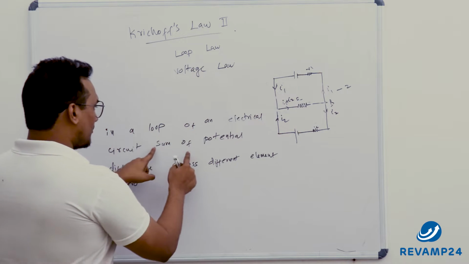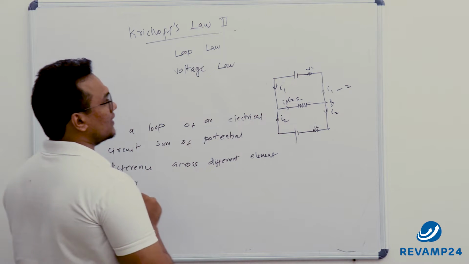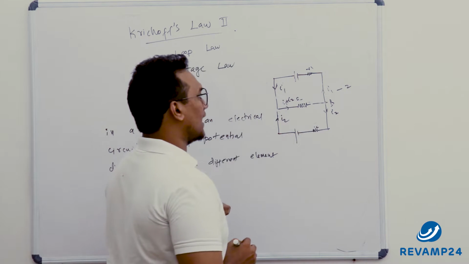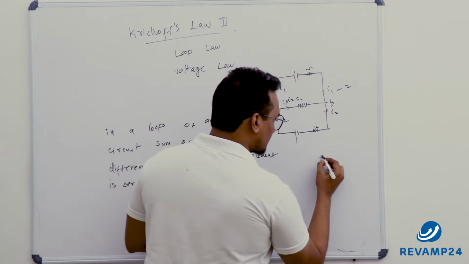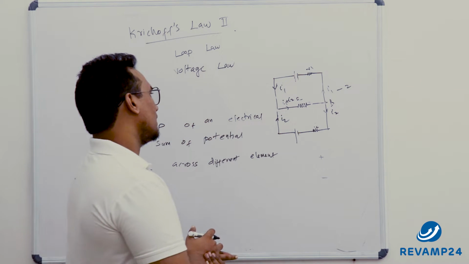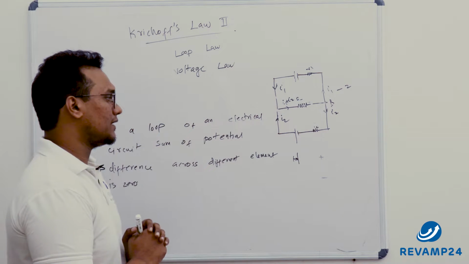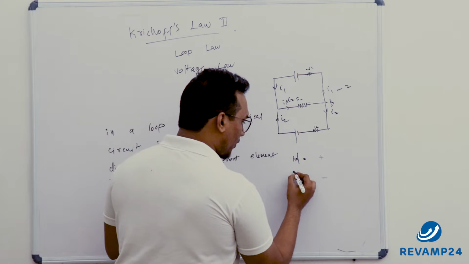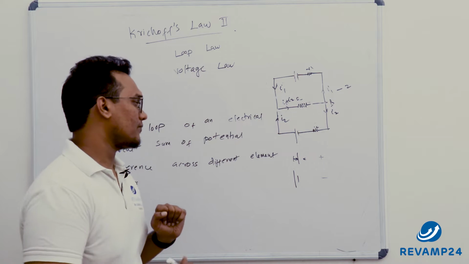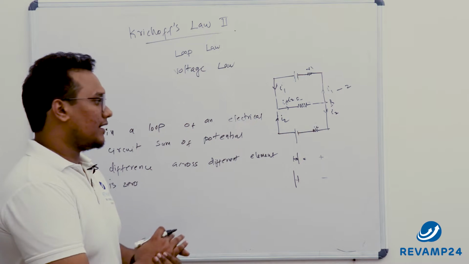Now, for the sum of potential differences, you should know what the actual potential difference is. The potential difference across the cell can be taken as positive or negative, depending on how current passes through it. When current passes from negative to positive, we take it as positive, and when current passes from positive to negative, we take it as negative. This is one standard.